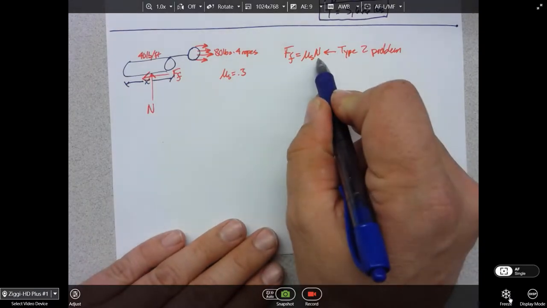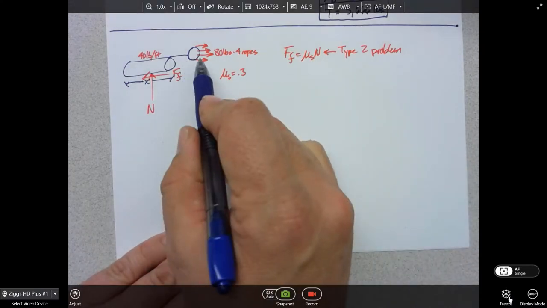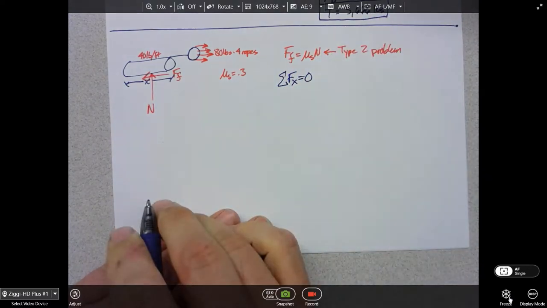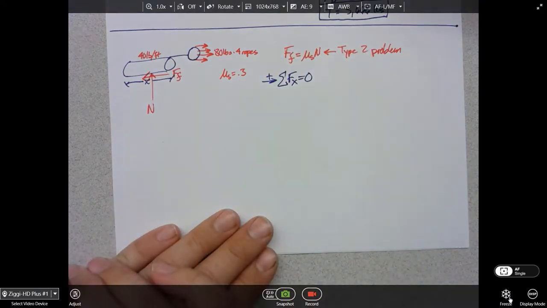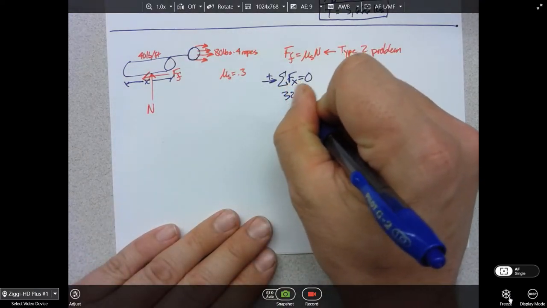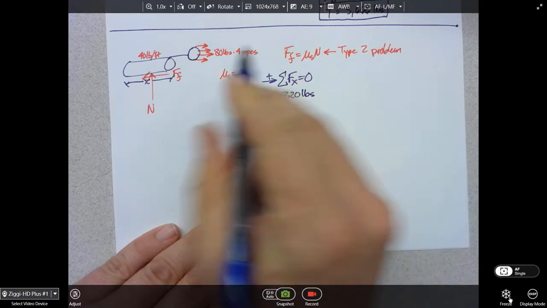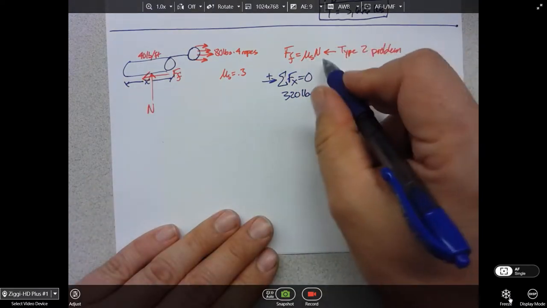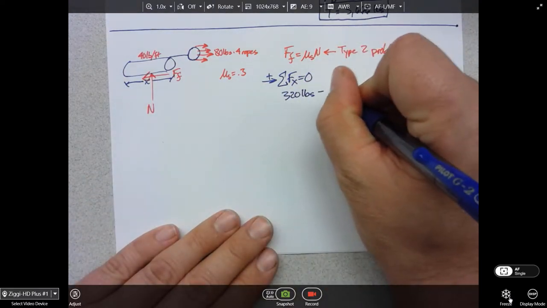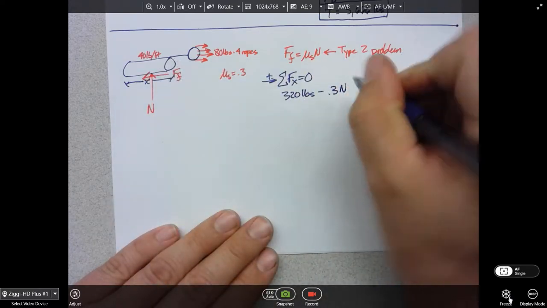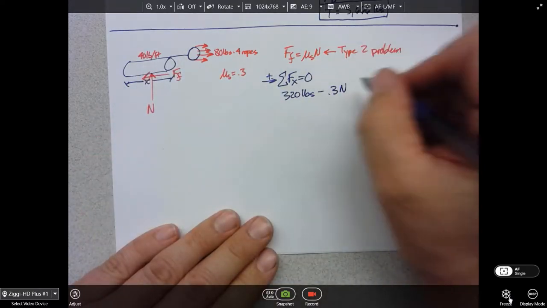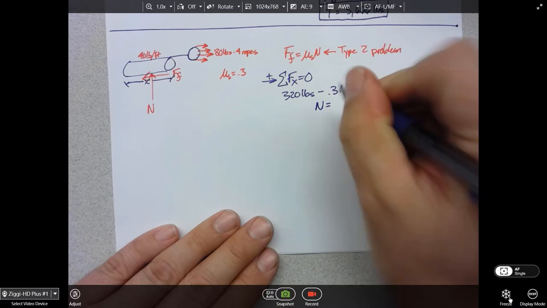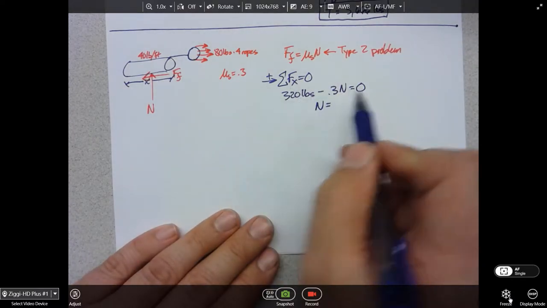So what we don't know is the normal, right? We know the force we're pulling on it with, so we can say the sum of the forces in the x equals 0, right is positive. We'll have 320 pounds of force, that's 4 times 80, minus the force of friction, which we know is mu static, 0.3, times the normal force. And this is equal to 0. So it looks like the normal force is just 320 divided by 0.3.